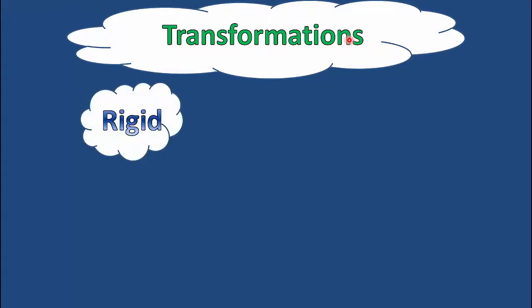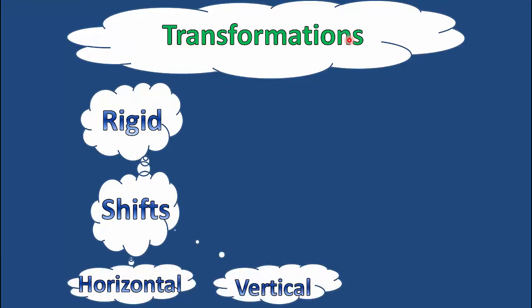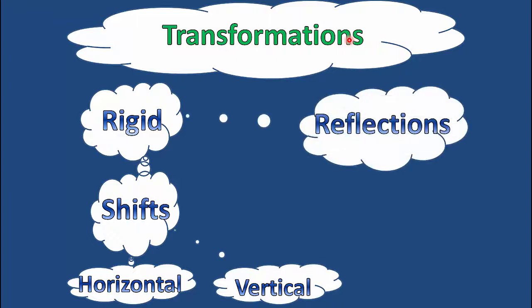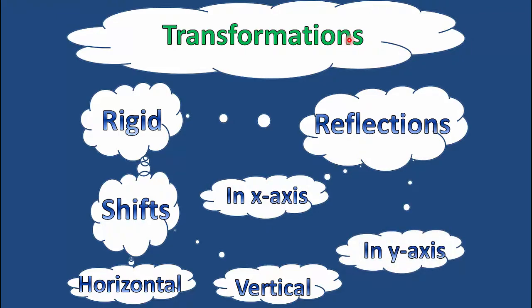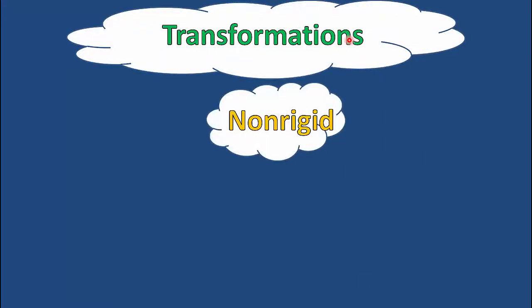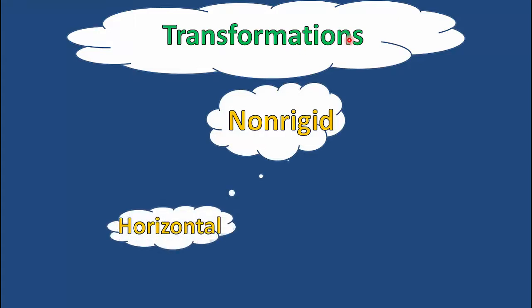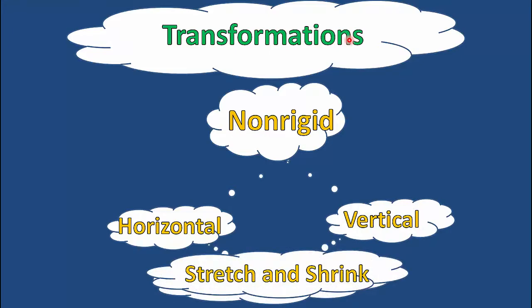So transformations, we've got rigid. Okay, we've got horizontal, we've got vertical. We've got reflections. We've got reflections in the x-axis, reflections in the y-axis. And now, here are these transformations. We've got non-rigid, we've got the horizontal non-rigid, the vertical non-rigid, and then we've got the stretching and the shrinking. Okay? So we can stretch and shrink horizontally or vertically.